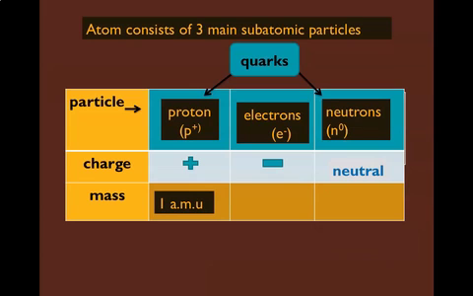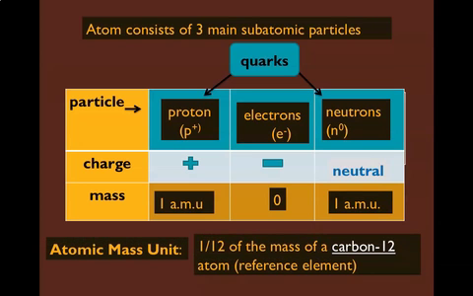The proton has a mass of 1 AMU. It's called an atomic mass unit. Electrons do have a mass, but it is super small. So when we're doing calculations, just say that it's 0 because it is so small it's really not important to count. And then neutrons are 1 as well.